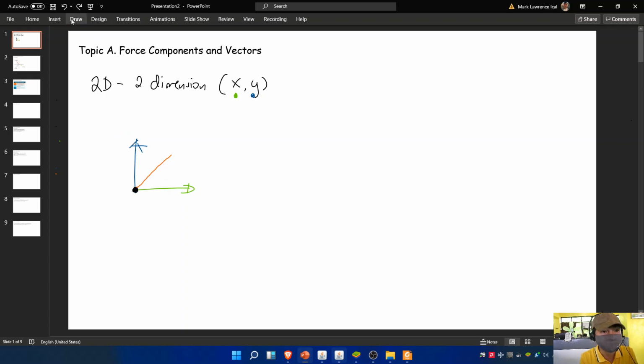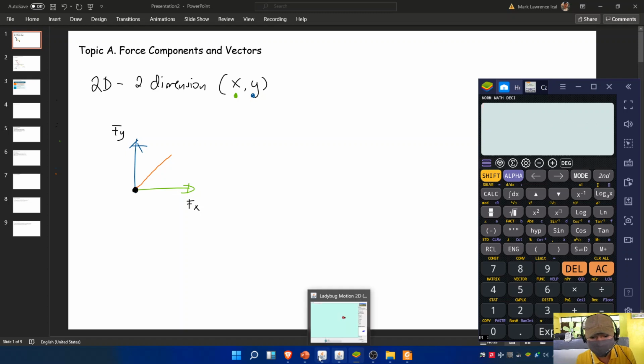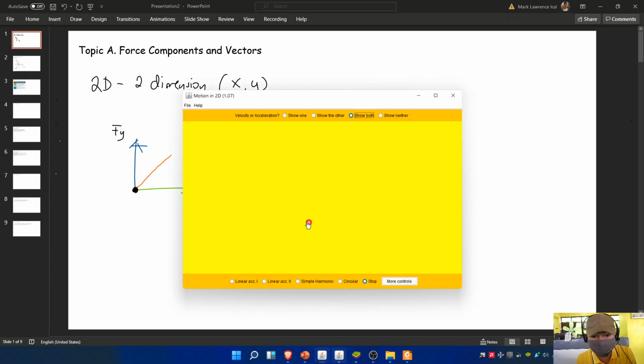This is Fy, and this is Fx. So this is the force of the y component and the x component. This is the force pulling toward here, and this is the force pulling toward there. Now again, if you only have one arrow, it means there is virtually no opposing force, which is the x component.